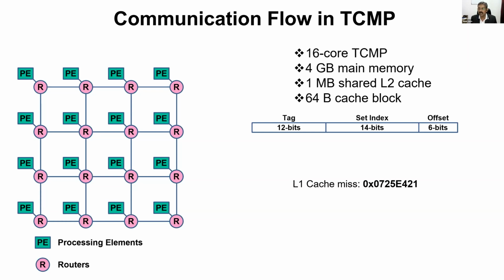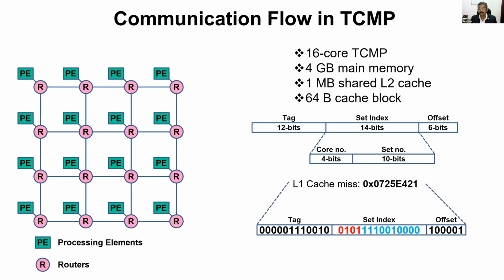Based upon the L2 cache specification that is given, conventionally we know that the physical address is split into tag, index, and offset. The calculation will show you that you have 2 power 14 sets. Out of the 14 bits used for the set index, the first 4 bits we use for the tile number, and the remaining 10 bits will point to one among the 1024 sets. If you split this address, you can see that these 4 bits, marked in red, point to 0101, that is tile number 5.